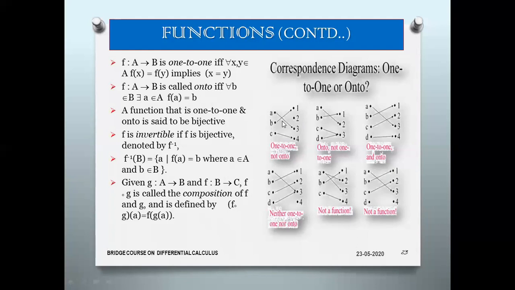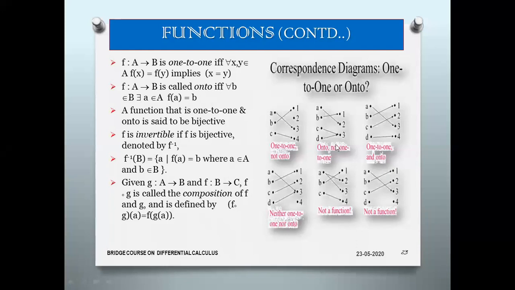So here it is one-to-one, because 3 is the only image of a, 1 is the only image of b, and 4 is the only image of c. That means 4 is not an image of a or b. Which means one pre-image, one image. So this is called one-to-one, and not onto. Why is it not onto? Because in the codomain, there are elements left out without a pre-image. That is why it is not onto.